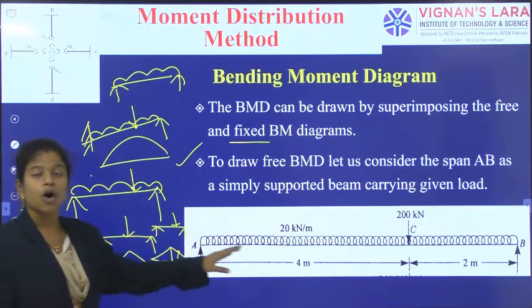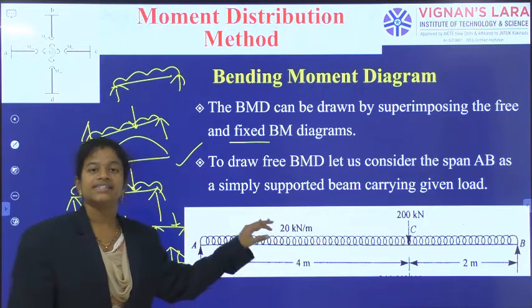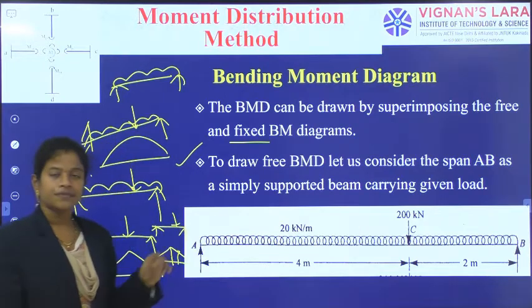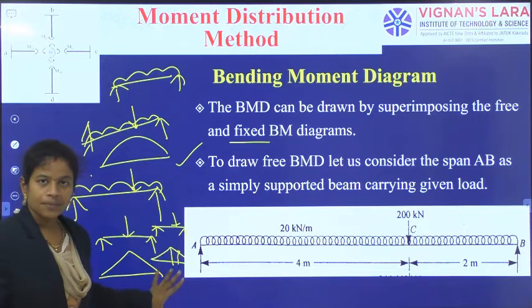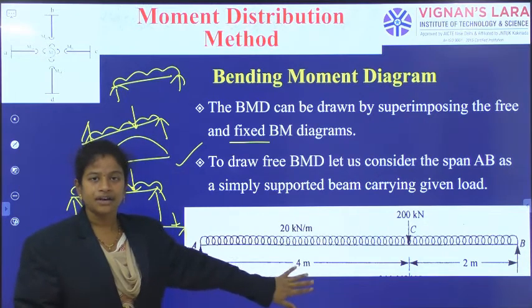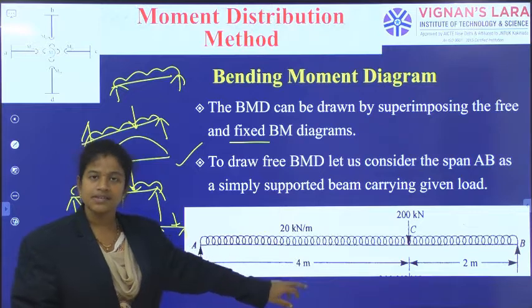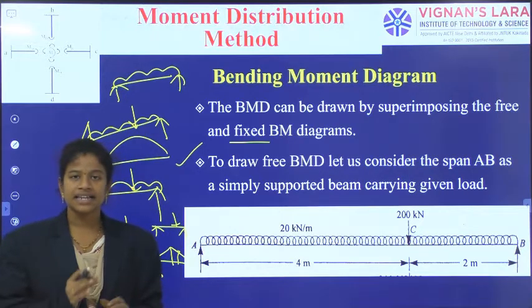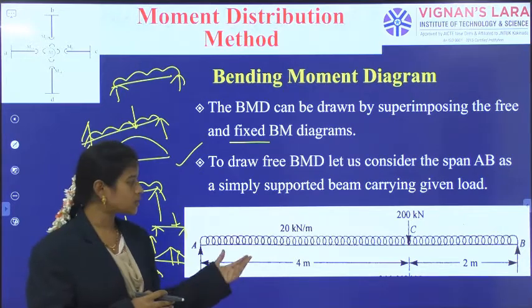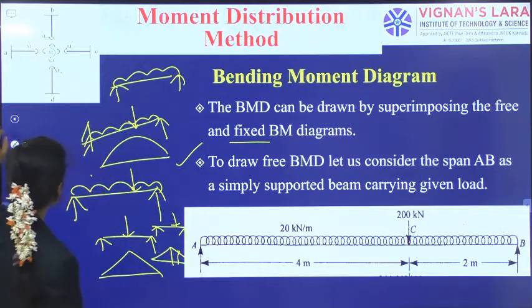But here a combination of loads is there. So generating the free bending moment diagram is also a big step here. Keeping all the things aside, the next thing is generating the bending moment diagram for this structure. For this structure we have to analyze it as a simply supported beam having some loads.